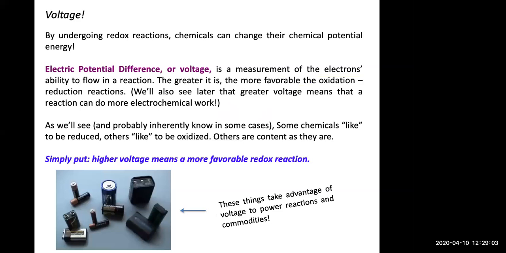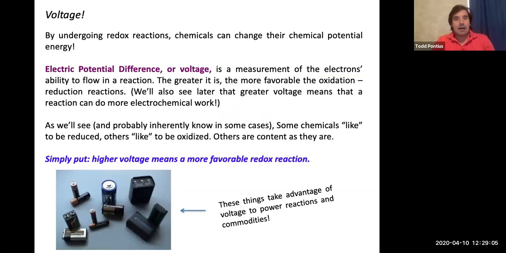So the context that we're going to be looking at is voltage. We're going to be looking at batteries today. And the key idea here is voltage is basically a measurement of the willingness of a redox reaction to occur. So it's the ability for electrons to be transferred. And the greater the voltage is, the more work can be done.